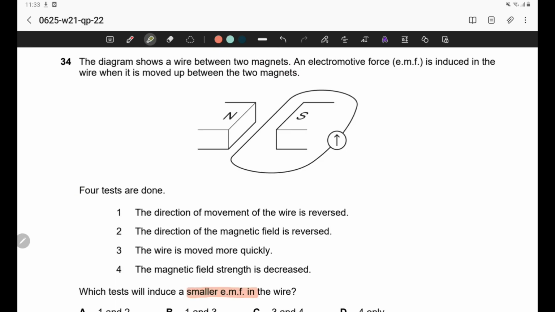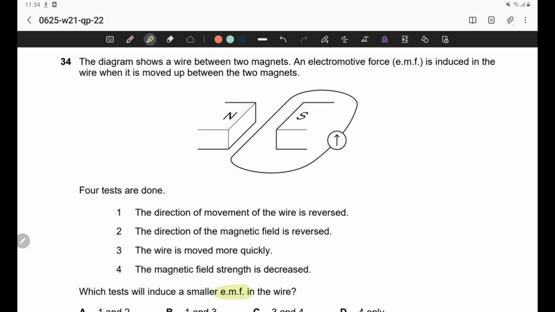Question 34. The diagram shows a wire between two magnets. An electromotive force is induced in the wire when it is moved up between two magnets. 4 tests are done. The direction of movement of the wire is reversed. The direction of the magnetic field is reversed. The wire is moved more quickly. The magnetic field strength is decreased. Which test will induce a smaller EMF in the wire?